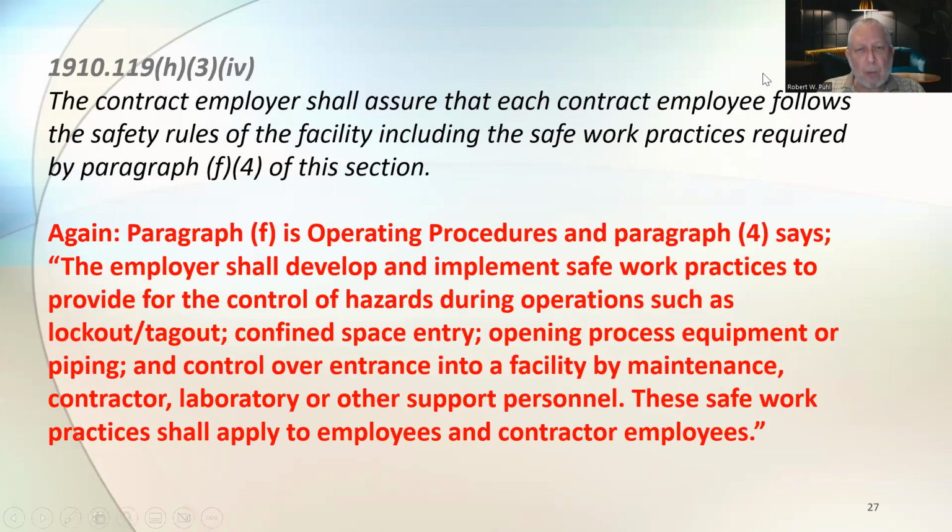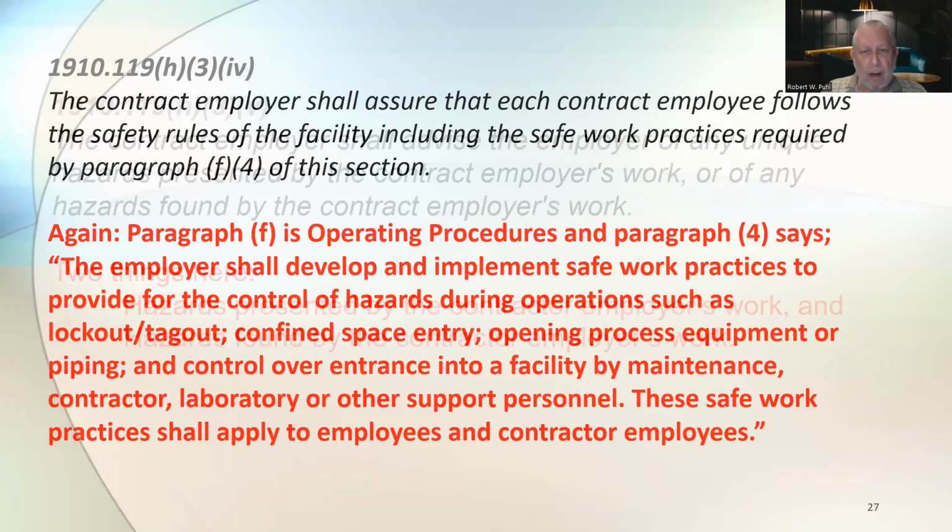The contract employer shall assure that each contract employee follows the safety rules of the facility, including safe work practices required by paragraph F4 of the section. There's F4 again. It says that the employer shall develop and implement safe work practices to provide for the control of hazards during operations such as lockout, confined space entry, opening process piping, control over entrance, etc. So there it is again. So that's a pretty big paragraph.